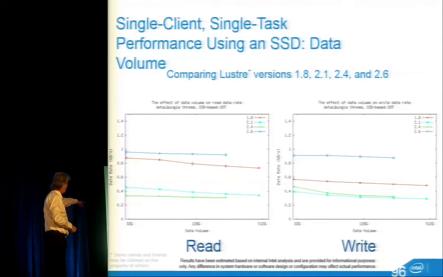So it's just showing in blue up top is 2.6. The red just below it is 1.8. So we've got a little bit of an improvement for both reads and writes, actually a fair amount of improvement for writes with the 2.6. And then the light blue and the green are again 2.1, 2.4, where we definitely had a performance regression.